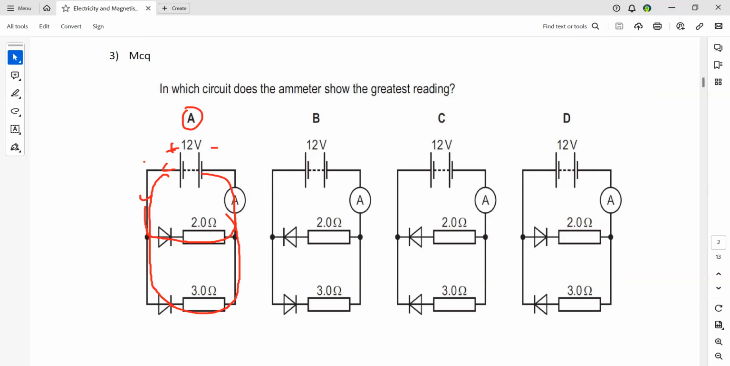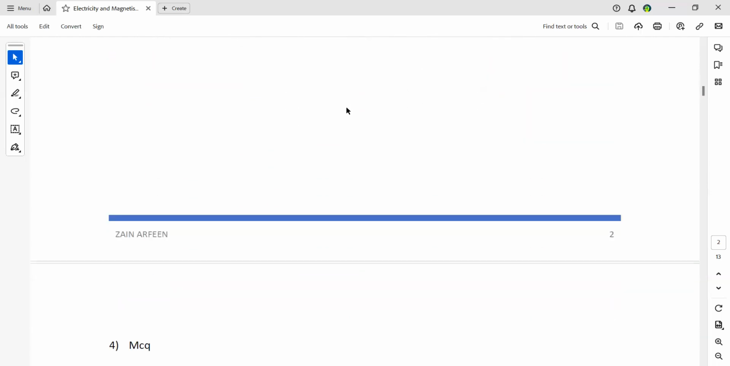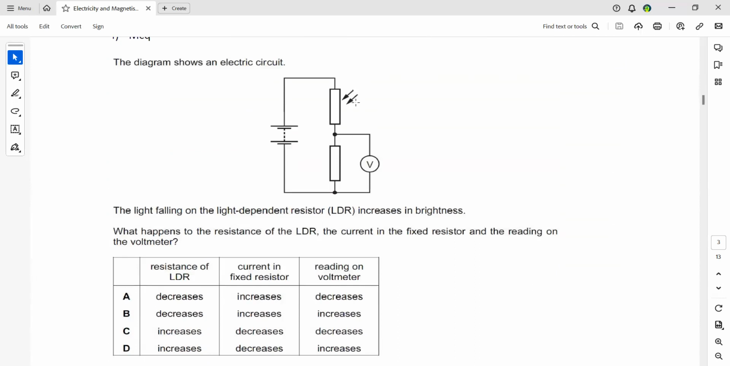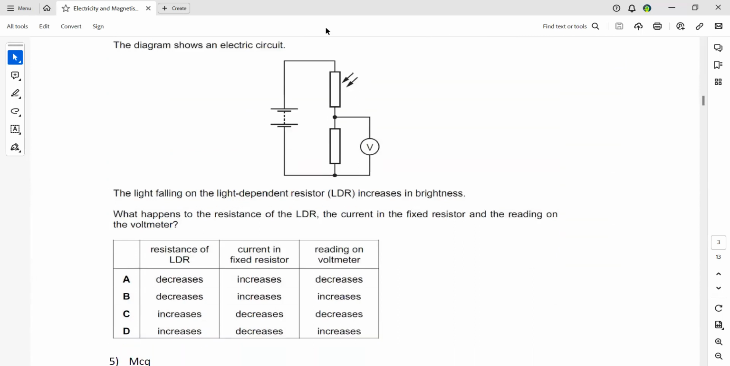Why not the others? Like why not B? Because this will block the current and only the 3 ohm will allow it. Here, the two diodes will block, and here this will allow the current to pass, the other will block. So the maximum current will flow through the circuit with diodes. And when two resistors are connected in parallel, the combined resistance of the circuit is low, so the current will be high. The diagram shows an electrical circuit.